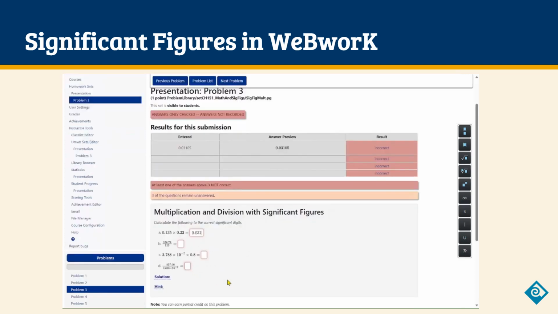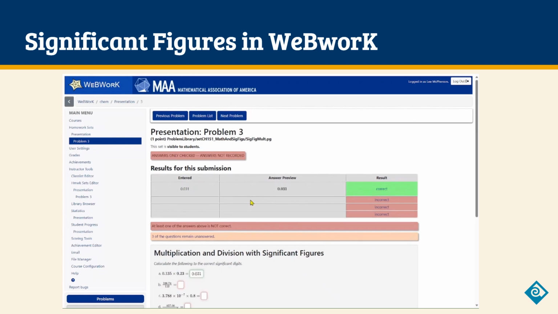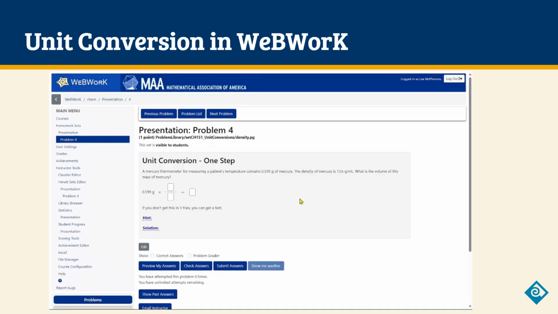So if I shave off those extra digits and adjust, there you go. It's got the right significant figures, and it knows it's correct. Now that WeBWorK understands significant figures, we started to write problems that a chemistry student would see. That includes unit conversions. So here's an example of a unit conversion.